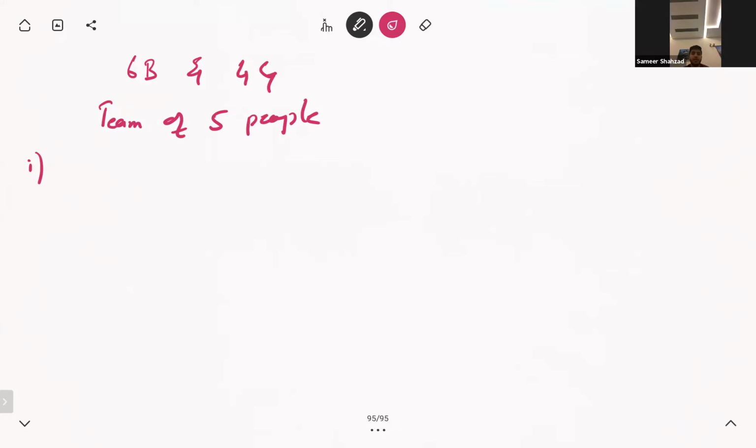Sir, your microphone cut off. Could you repeat that? Okay, I am saying you have to choose a team of 5 people out of 6 boys and 4 girls. You have to use combination definitely. So how many teams can be made, in how many ways can you choose the team of 5 people from 6 boys and 4 girls? No restriction.